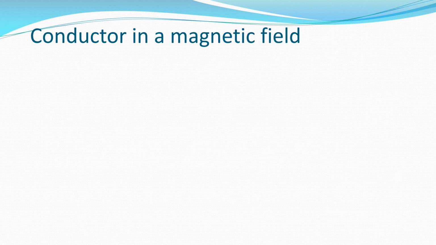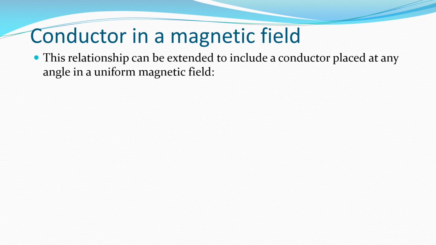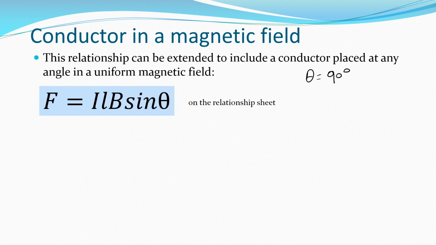So let's consider a conductor in a magnetic field. This relationship can be extended to include a conductor placed at any angle in a uniform magnetic field. Remember, F is equal to ILB because we're at 90 degrees to the field. That is, theta is equal to 90 degrees. The actual relationship, as it appears on the relationship sheet, is F equals ILB sine theta. And obviously we can see that sine of theta is equal to 1 when theta is equal to 90 degrees.